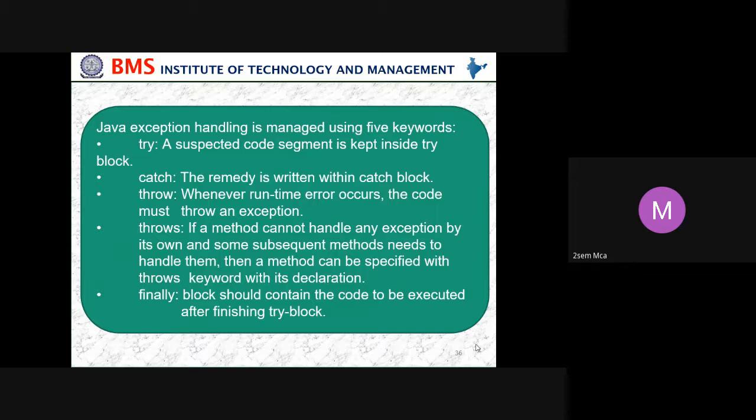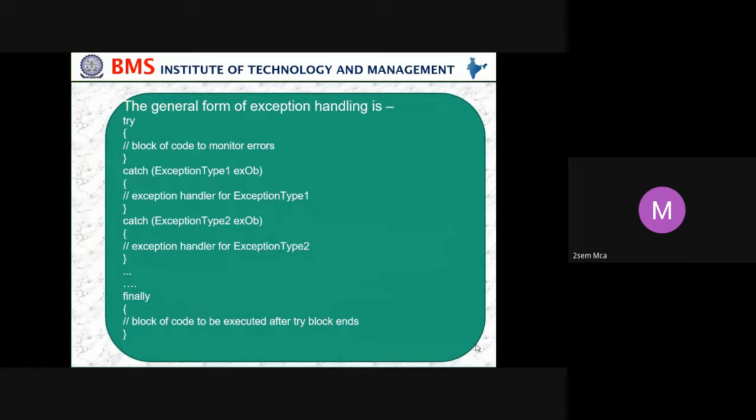Throw: whenever a runtime error occurs, the code must throw an exception. If a method cannot handle an exception on its own, or some subsequent methods need to handle it, then the method can be specified with the throws keyword in its declaration. Finally, the block should contain the code to be executed after finishing a try block. So the general form of exception handling is try, catch, and finally.